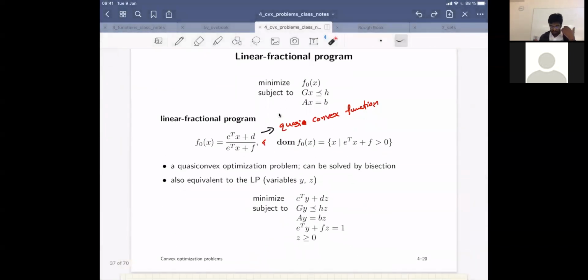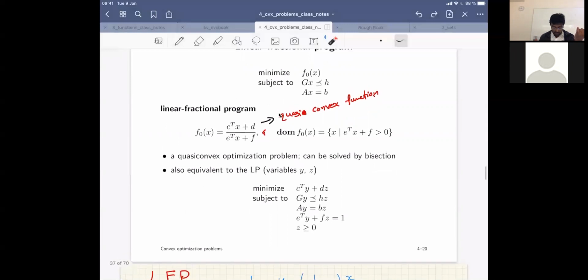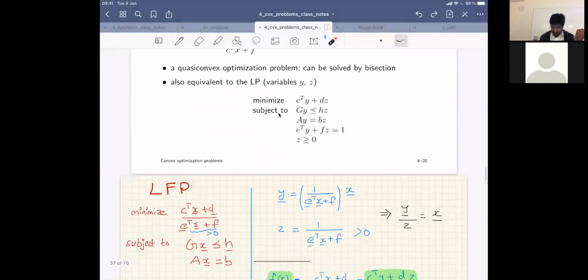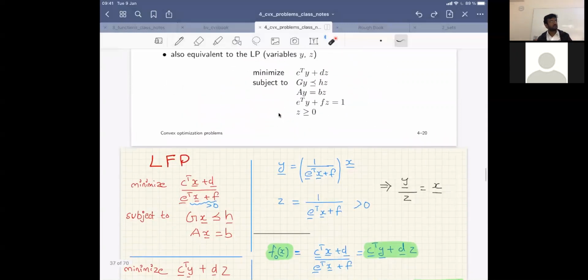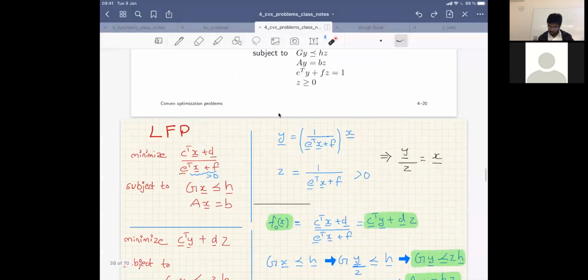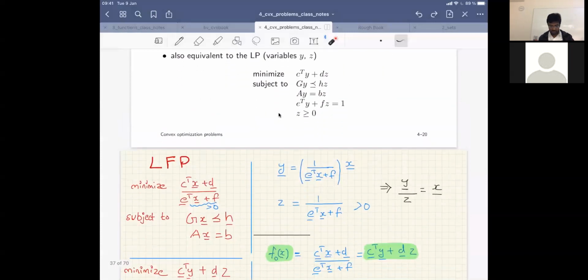Yeah. So this is quasi-convex also, right? In this case, how can we solve this? You are given a quasi-convex optimization problem. One way to solve it is, as you already know, bisection. We can go for that. Another way, for this special function of linear fraction, remember, not for all quasi-convex functions, you can use a trick here. You can bring that to an LP form, where you make a simple substitution.